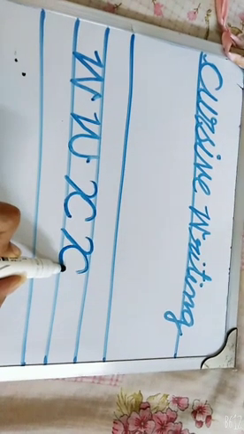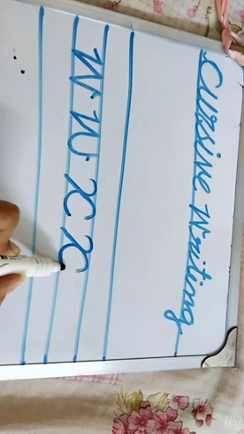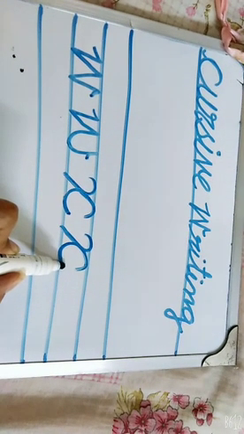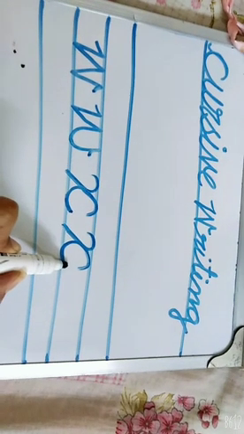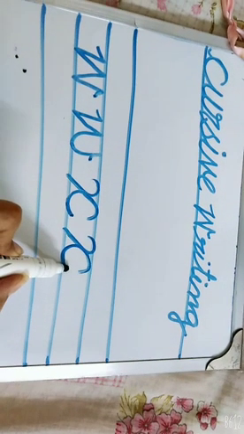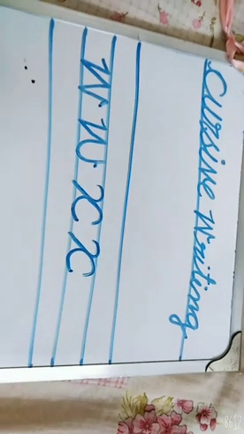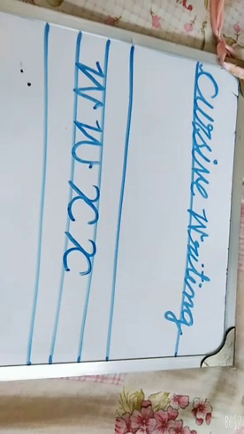Now touch the side of X. Now touch the third line. Now pick up your marker. This is lowercase character X.